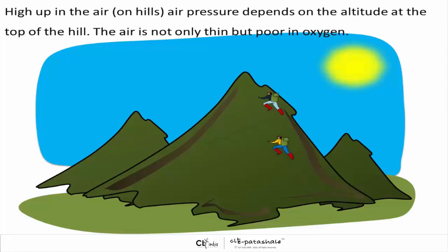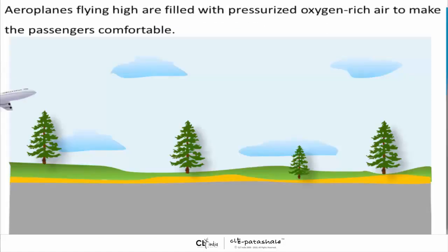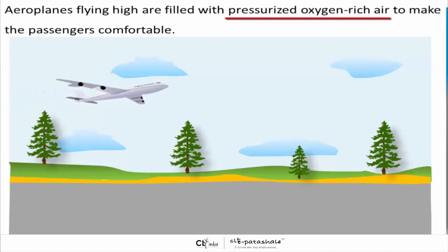High up in the air on hills, air pressure depends on the altitude at the top of the hill. The air is not only thin, but poor in oxygen. Therefore, all hill climbers carry cylinders filled with oxygen to help breathing unless you climb a height of more than 500 meters. Aeroplanes flying high are filled with pressurized oxygen-rich air to make the passengers comfortable.